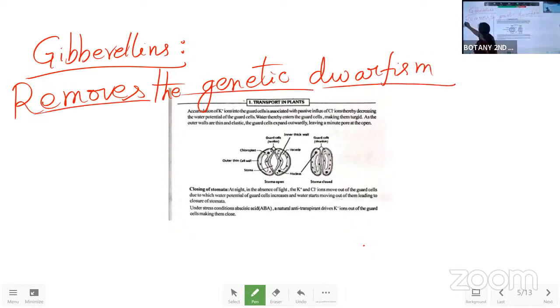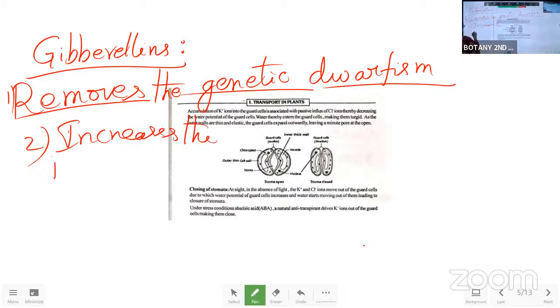Gibberellins remove genetic dwarfism. Example, in cabbage, in the Brassicaceae family members, by applying the gibberellins, the internodal length will be increased. So the dwarf plants become normal sized plants. That is the removal of genetic dwarfism. And the next one is that it increases the internodal length, so that the plant gets good height.